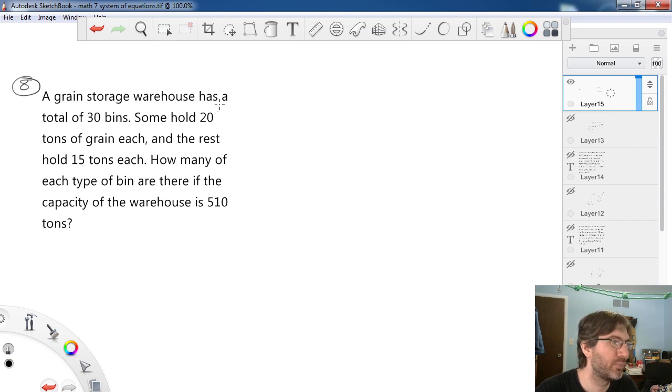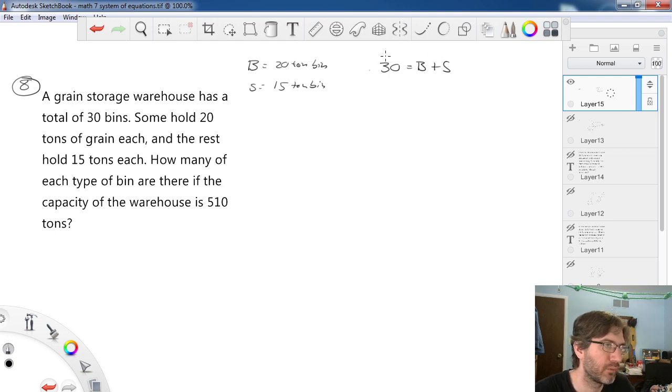So we have two different types of bins here. I think yesterday I called them big and small, so let's do that again. We have big bins we're going to call with a B, so these are going to be the ones that hold the more, which would be the 20-ton bins. So let B equal the 20-ton bins, and let S equal the 15-ton bins. So we got big bins and small bins. And we know that we have a total of 30 bins, so we know that our bins need to equal 30. So if I add my big bins with my small bins, I will get 30 bins. And again, that was the easy one for you to probably pick out.